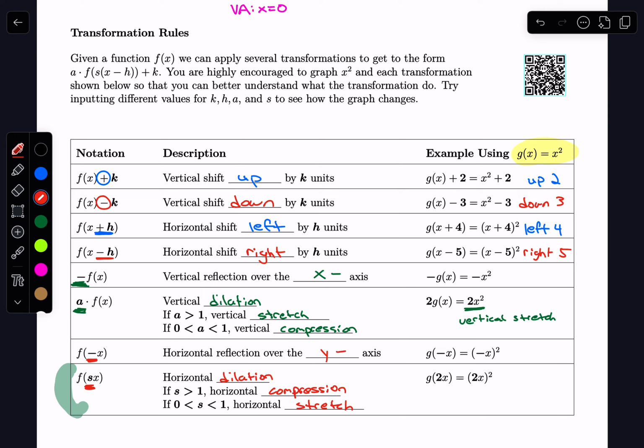All right, so over on the right side, we have g of 2x is equal to 2x, the whole thing squared, where because this number is on the inside, that means it's a horizontal dilation. So we could say it's a horizontal dilation by a factor of, and then we could say 2 or 1/2, depending on which direction it's going. And in this case, if we follow the rules, because 2 is bigger than 1, this is going to be a horizontal compression.